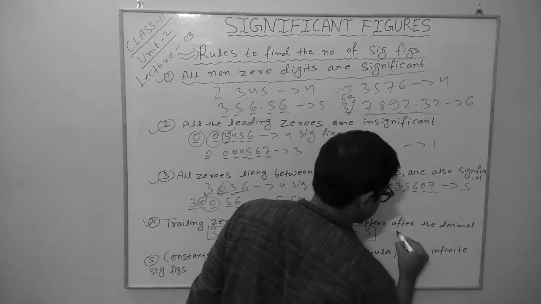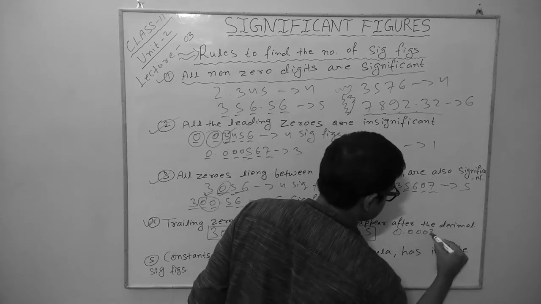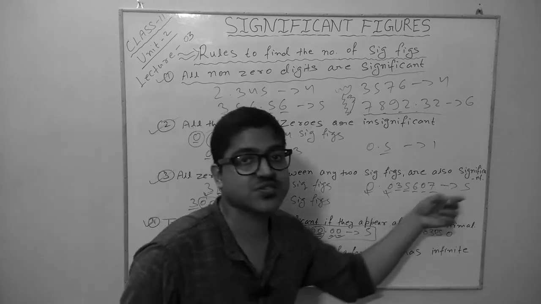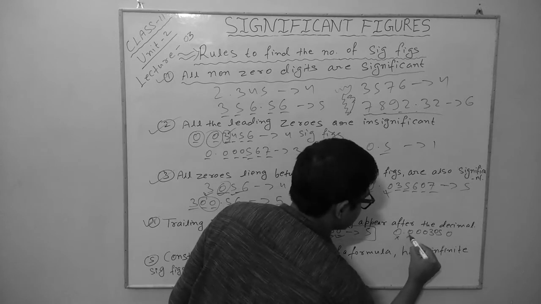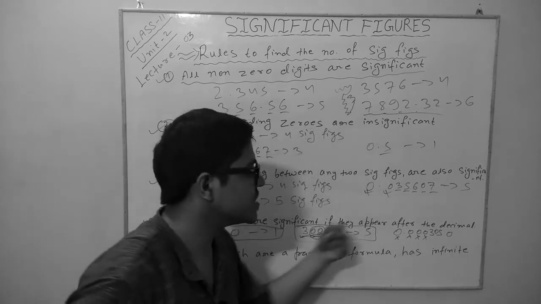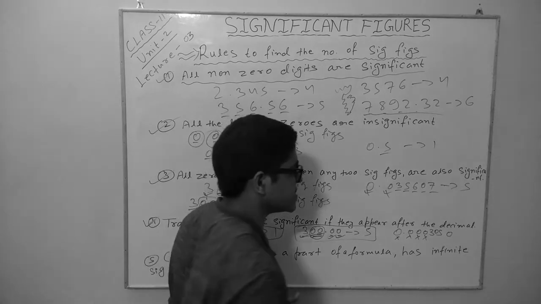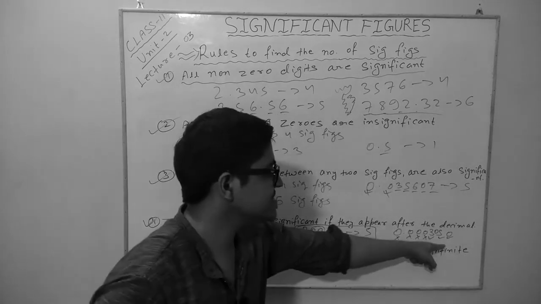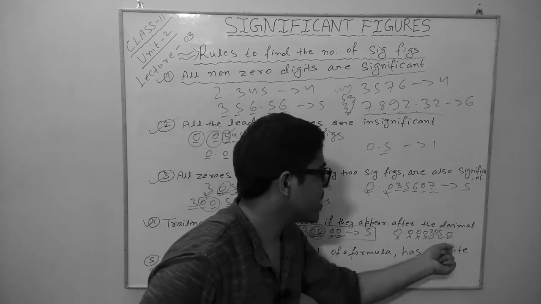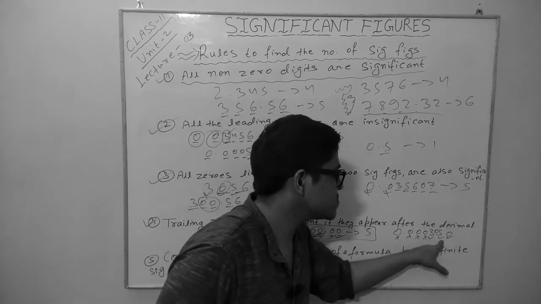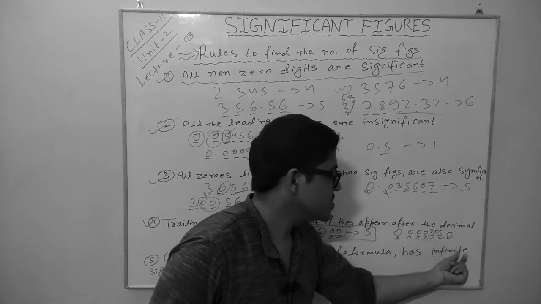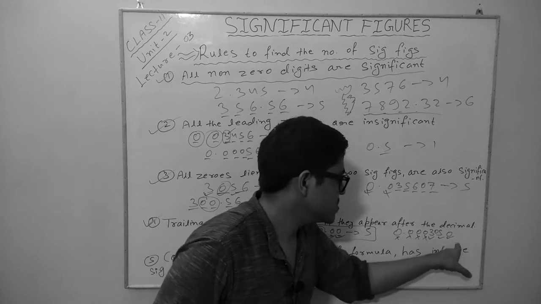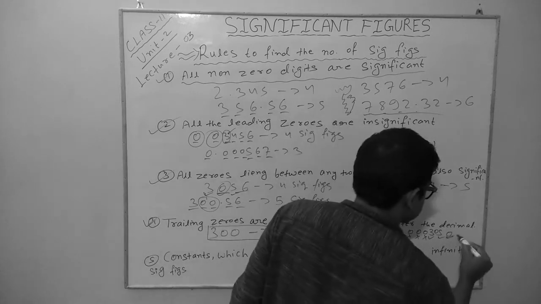Now let's take another example. 0.0003050. Not significant, not significant, not significant, not significant. All are leading zeros, and leading zeros are never significant. 3 is significant, 5 is significant. This 0 is also significant because it is a trailing zero appearing after the last non-zero digit. Here the last non-zero digit is 5. So this 0 is a trailing 0 and it is appearing after the decimal also. So this will count as a significant figure.